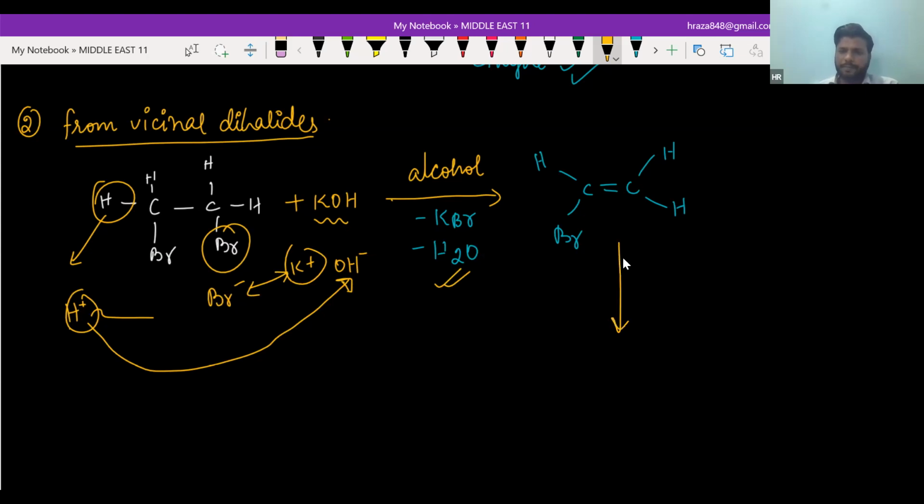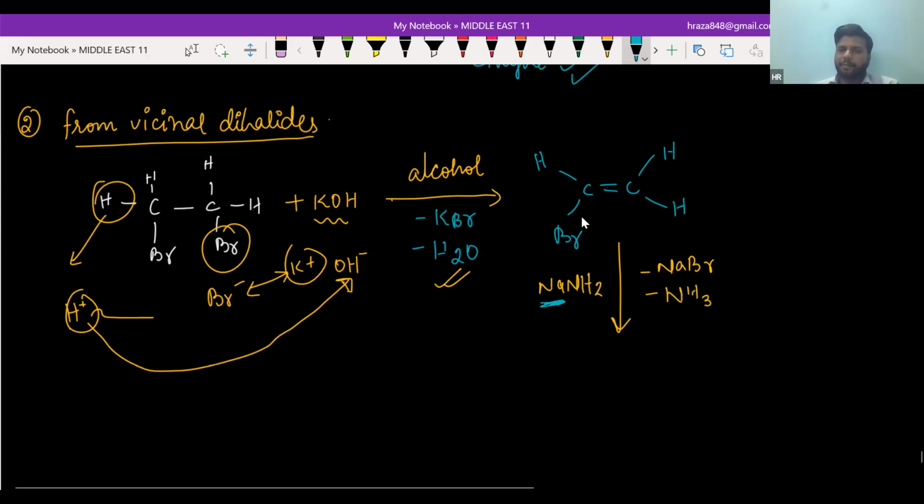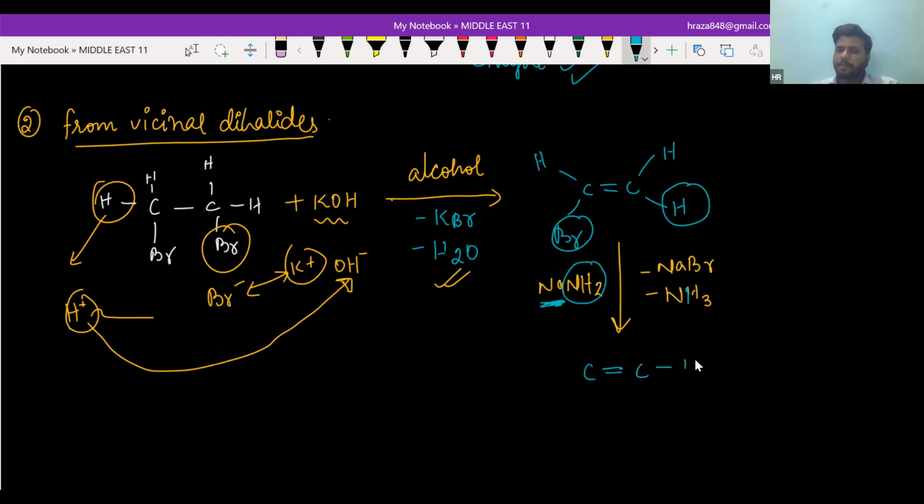Now with this alkene, we have to mix this alkene with NaNH2, sodamide, and then NaBr as well as NH3 will be eliminated. You can see here Na will take Br with itself and it will be out as NaBr, and NH2 will take this hydrogen and it will be out as NH3. Now what is left here is C double bond H and H. So this carbon will make a triple bond with each other, and it will be ethyne. Now just write it.